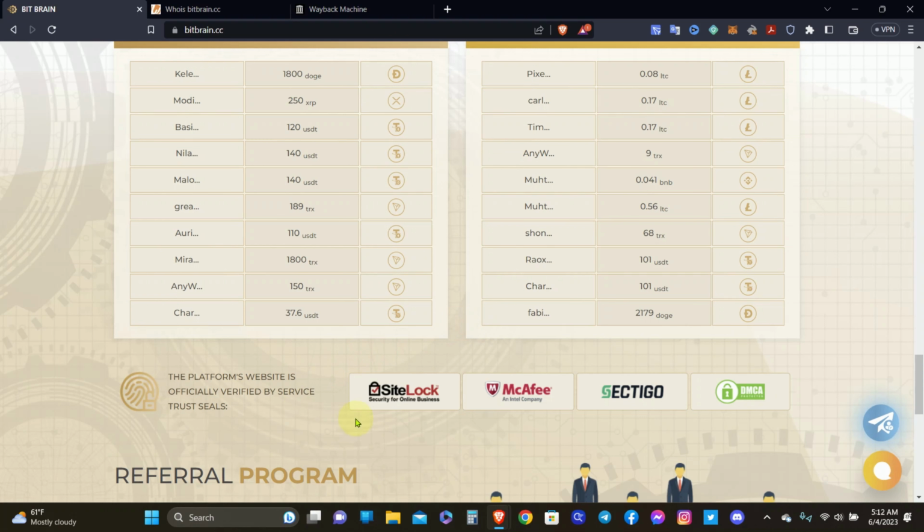They put all this information here saying that the platform's website is officially verified by service trust seals like SiteLock, McAfee, Comodo, and DMCA. I don't know if this is true or not either. I remember I was in Real Estates Global one time, and they had partnerships and everything like that on their website, and that ended up in an exit scam as well. They had a Companies House registration too.